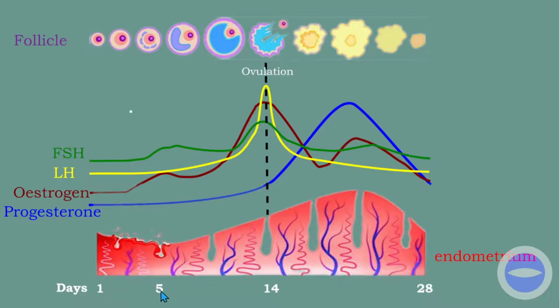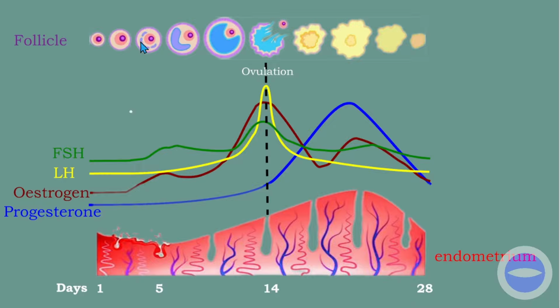So what happens here is that from day 1 to day 5 is the menstruation phase. The hormones are very low, even FSH is very low. But after day 5, the pituitary gland starts to release FSH. If you see here, the FSH is starting to grow. As it grows, the follicles are also growing.